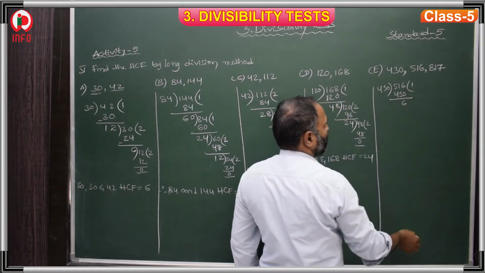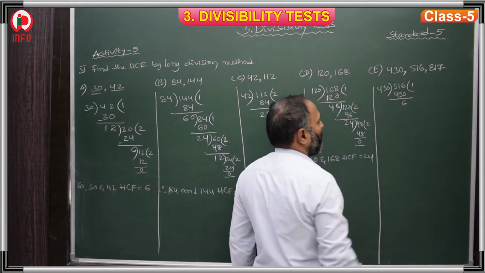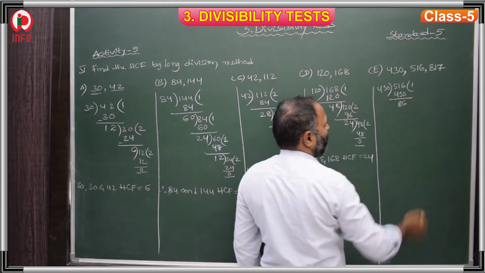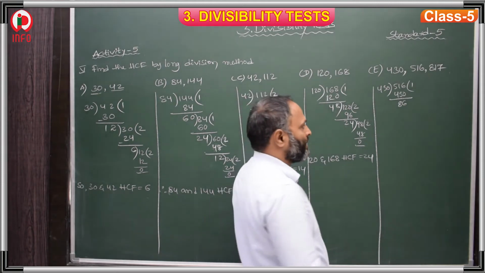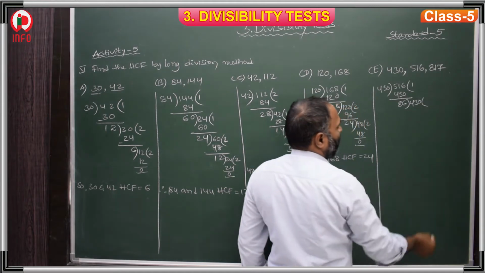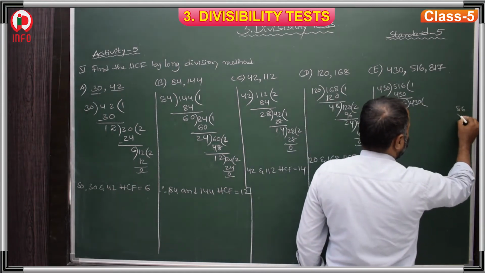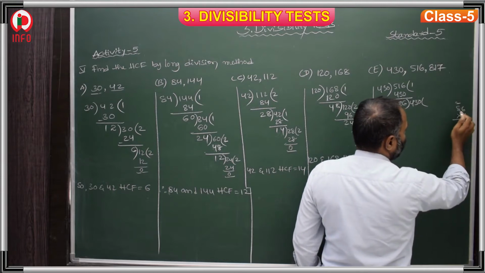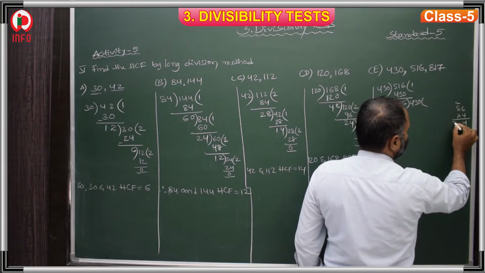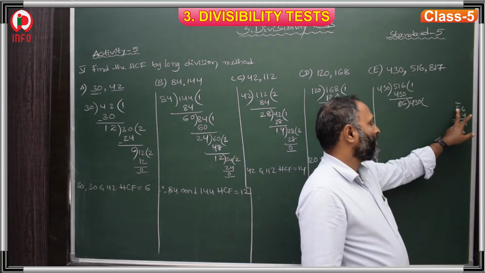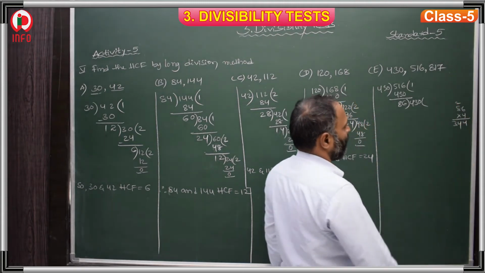Subtracting, we get remainder 86. 86 divided into 430. 86 4s are 344. 4 6s are 24, 4 8s are 32, plus 2 is 34, so 344.